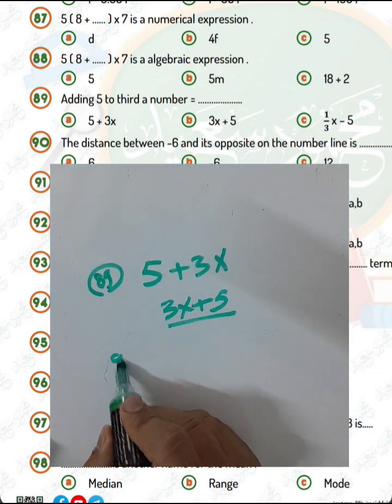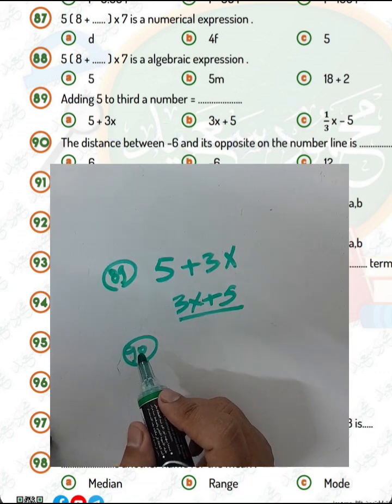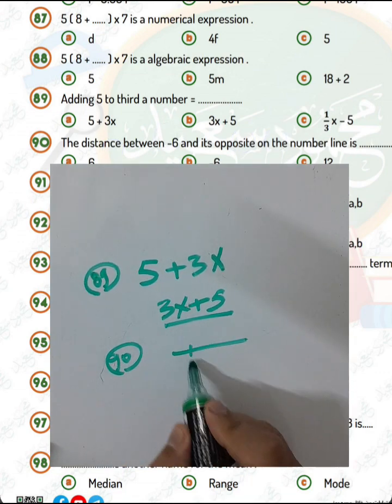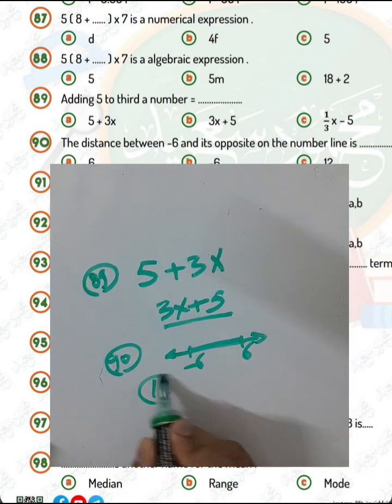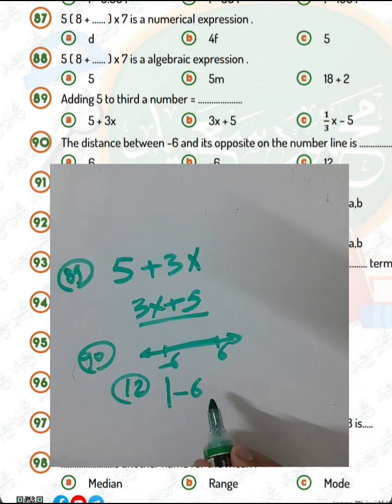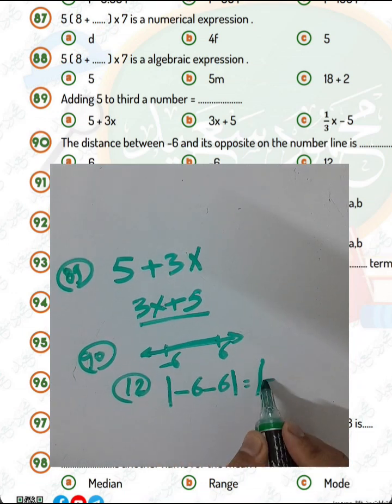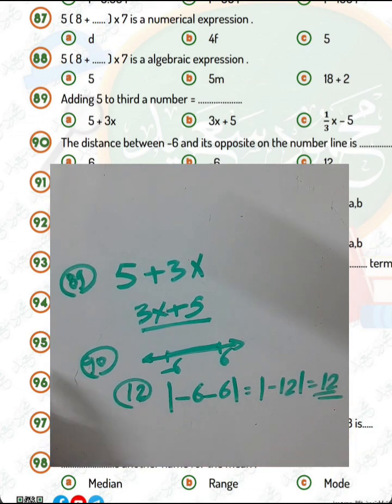Question 90. The distance between -6 and its opposite on the number line, what will it be? We have -6 and 6. The distance between them will be 12. We can find it using the absolute value of the difference: -6 minus 6 is the absolute value of -12, which is 12. The result here is 12.